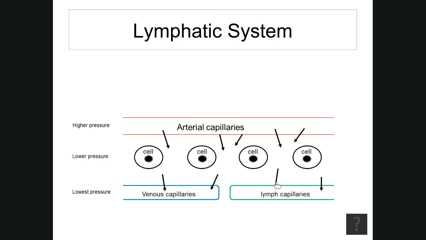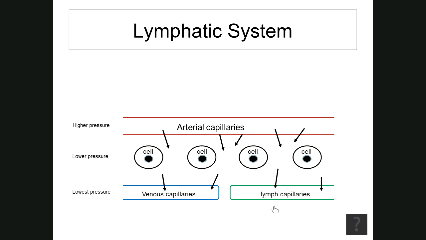A ruptured lymph vessel empties the lymph back into tissues and other vessels pick it up. So if you've ever been hit and it puffs up for a while, some lymphatics were broken and then it goes down as they're drained off into other lymphatics.